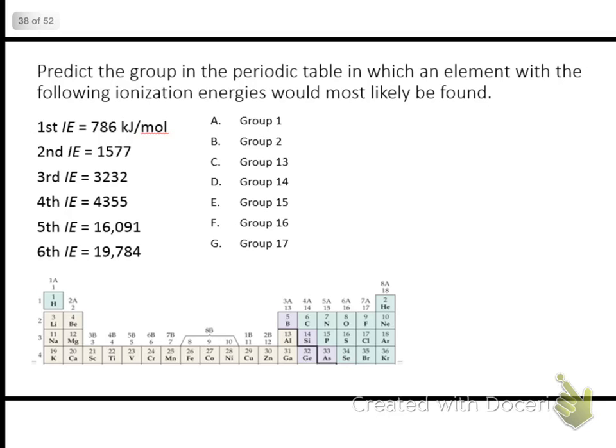Okay, now here, take a look. Predict the group in the periodic table in which an element with the following ionization energy is most likely to be found, just like we did. Go ahead and try that one, and we'll take a look. Okay, so if you said that the big jump was between the 4th and the 5th, it's relatively easy to remove the first 4, becomes much more difficult with the 5th. That would suggest that the element must have 4 valence electrons, 1, 2, 3, 4, which is going to put it in group 14. Okay, and we're going to stop right there.